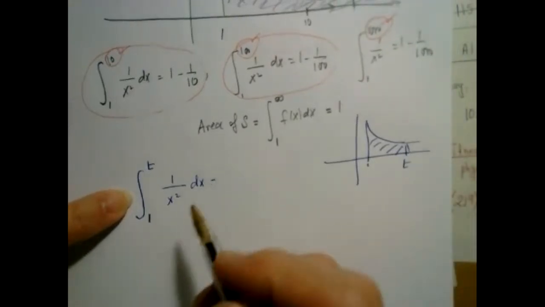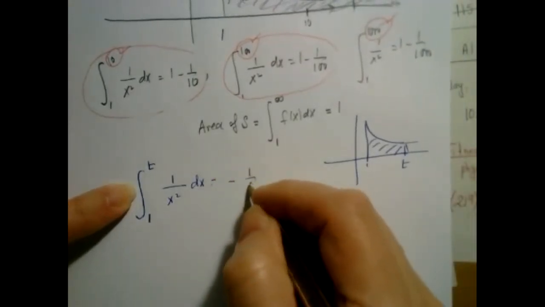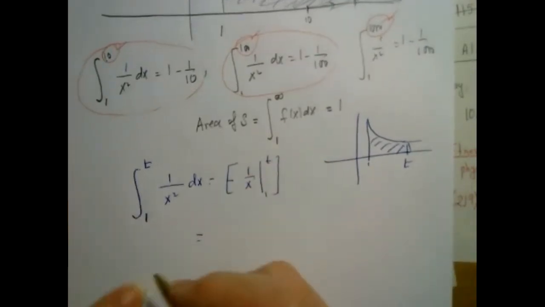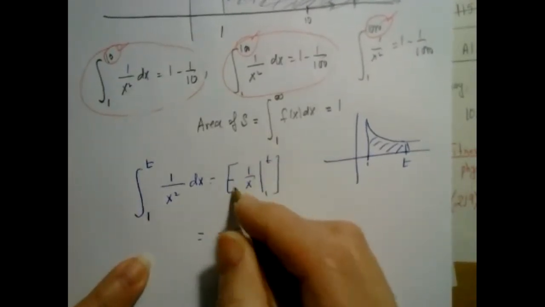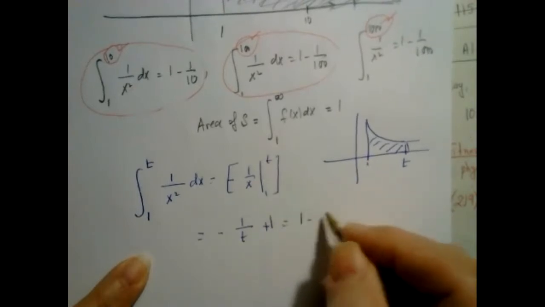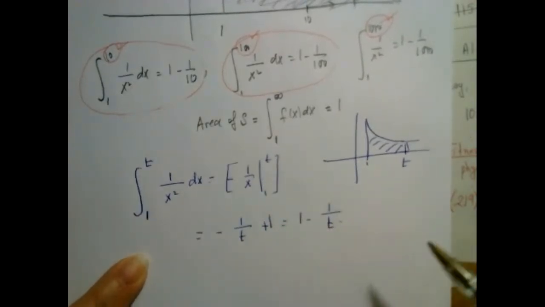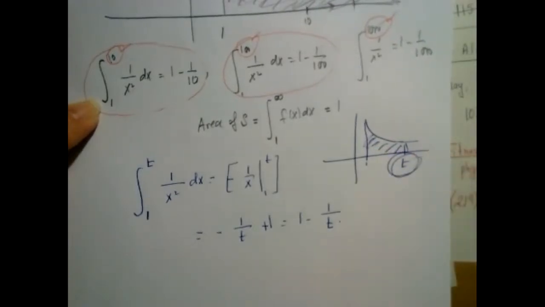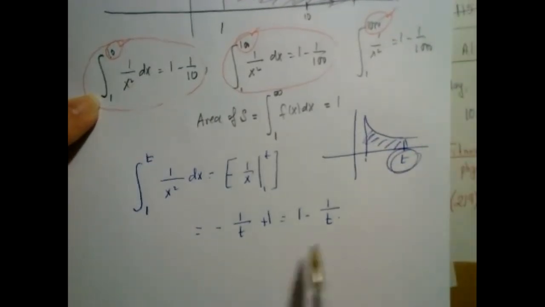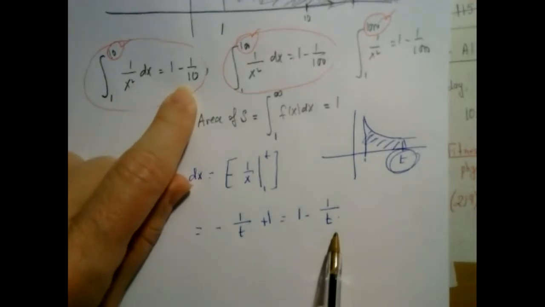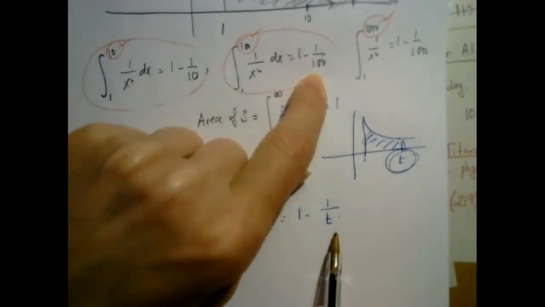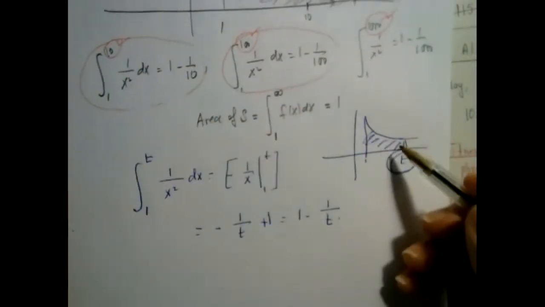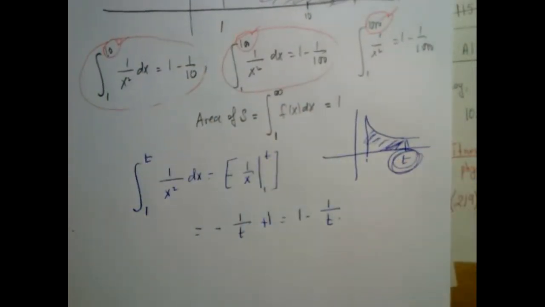And then if we do that, we get minus 1 over x between 1 and t. Which gives me minus 1 over t minus minus 1, plus 1, which is 1 minus 1 over t. So instead, we find a formula for the area in function of the upper bound. If t is 10, 1 minus 1 over 10. t is 100, 1 minus 1 over 100. t is 1,000, 1 minus 1 over 1,000. So we get a formula for the area in function of the upper bound.